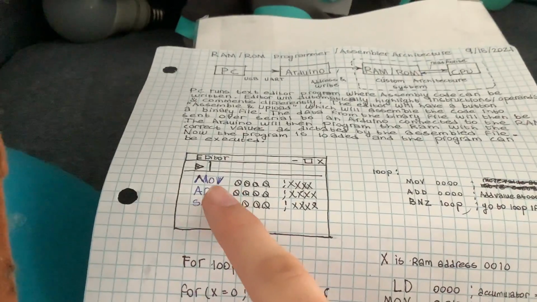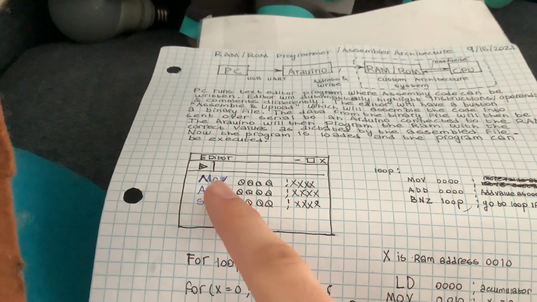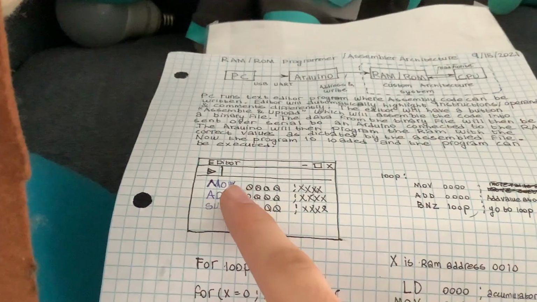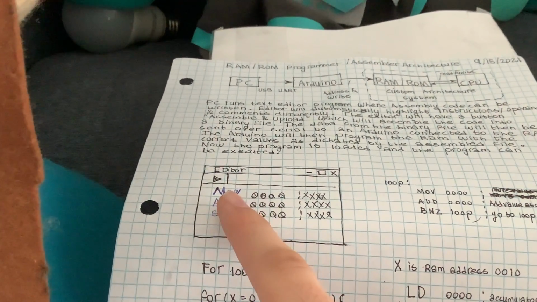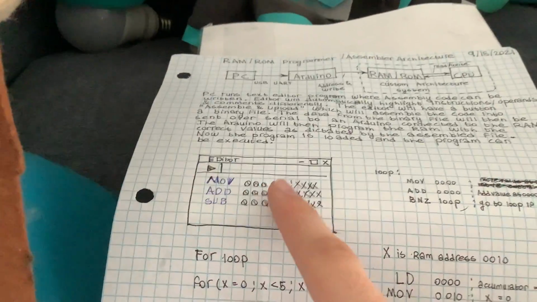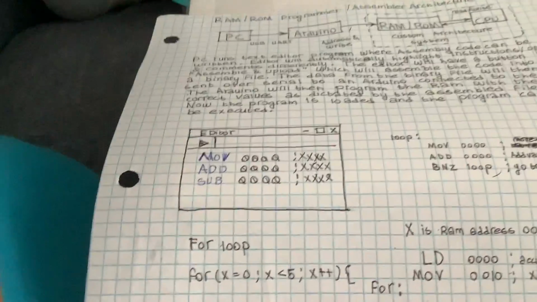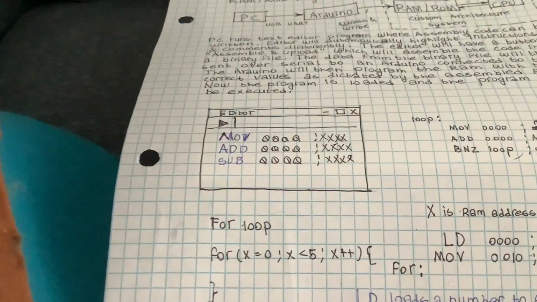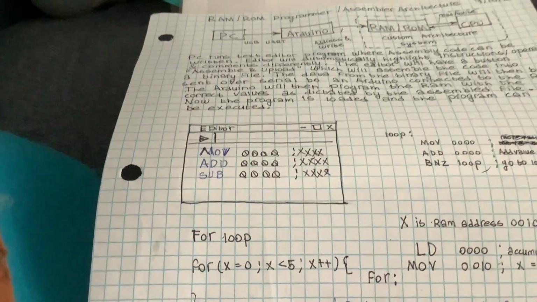To convert it to binary, what you basically have to do is convert this operand from text to 4 bits of data, and then this will be appended to the front of this. So you will just have 8 bits, and that will be 8 bits for however long the program is.